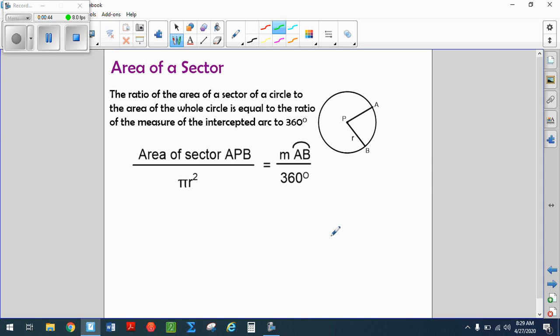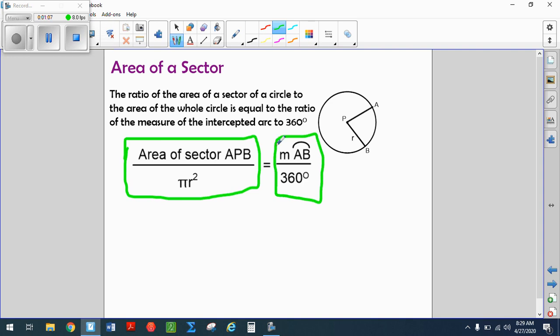Area of a sector. Here's the process we're going to use. The ratio of the area of a sector of a circle to the area of the whole circle, so that's the area of the sector over the entire area. Same as the last video, part area over total area is equal to the ratio of the measure of the arc over the total measure of the circle. So area over area equals degrees over degrees: area of a sector over area of a circle, degrees of an arc over degrees of a circle.